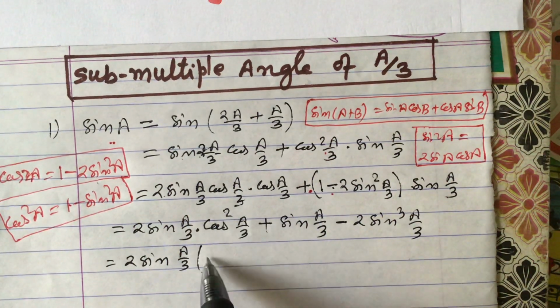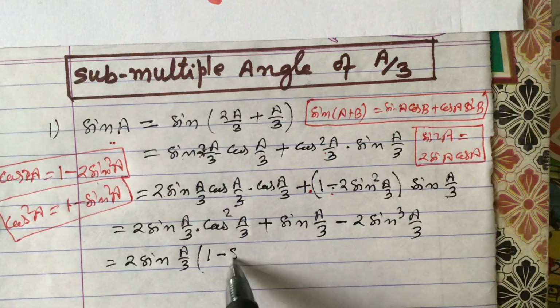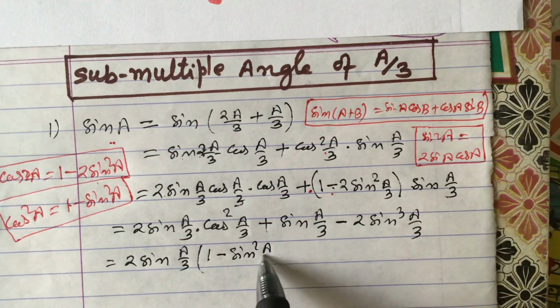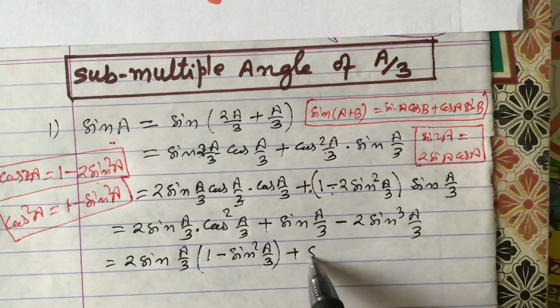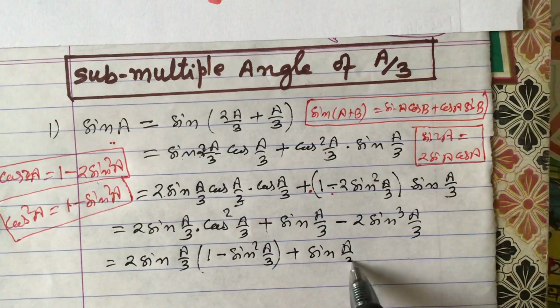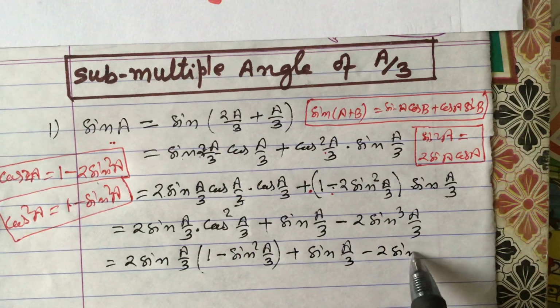Cos square theta is 1 minus sine square theta. So sine square A by 3, theta means here A by 3, plus this as it is, okay? Sine A by 3 as it is, minus 2 sine cube A by 3 also as it is.